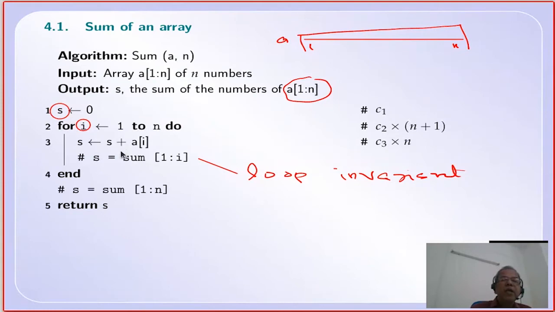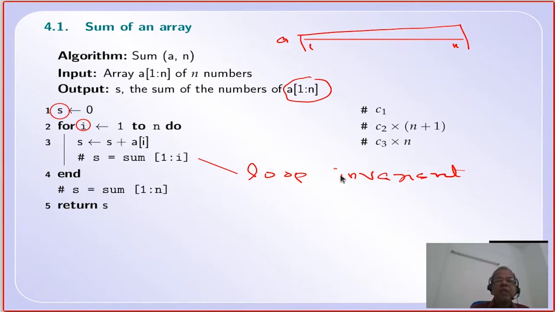Every time we iterate the loop, both variables S and I change, but the property does not change. S changes, I changes, but the property that S is equal to the sum of the subarray 1 to I does not change. Such a property is called a loop invariant. So a loop invariant is a property that holds good for each iteration, at the start of each iteration of the algorithm.